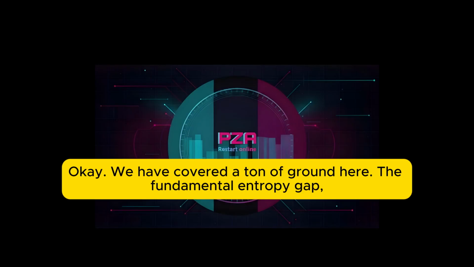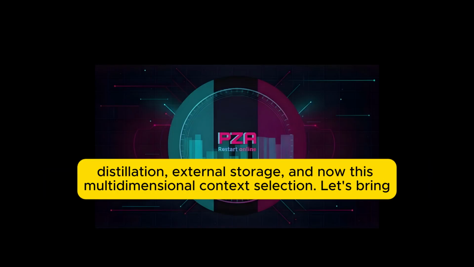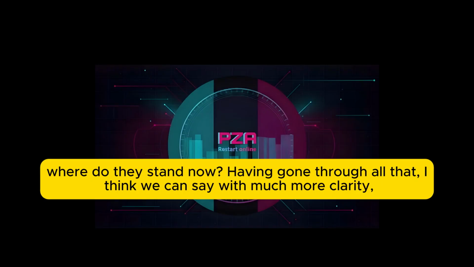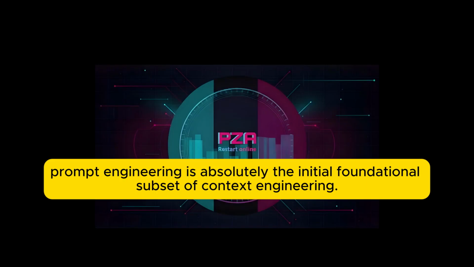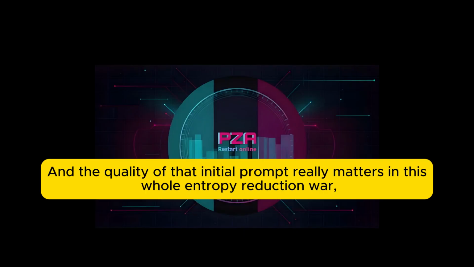Okay, we have covered a ton of ground here. The fundamental entropy gap, the 4 eras of context engineering, the deep dive into AI memory, RAM, hard drive, distillation, external storage, and now this multidimensional context selection. Let's bring it full circle. Back to the question that started this. Prompt engineering versus context engineering. Where do they stand now? Having gone through all that, I think we can say with much more clarity, prompt engineering is absolutely the initial foundational subset of context engineering. It's the very first step. It's the initialization principle. It sets the stage, and the quality of that initial prompt really matters in this whole entropy reduction war, doesn't it?